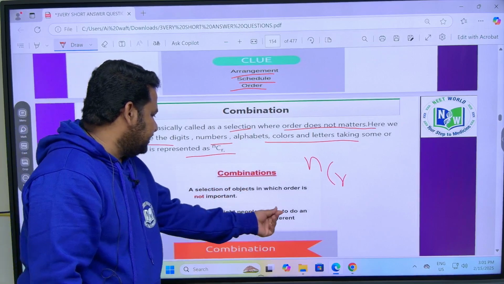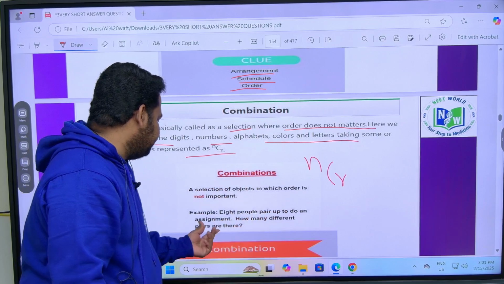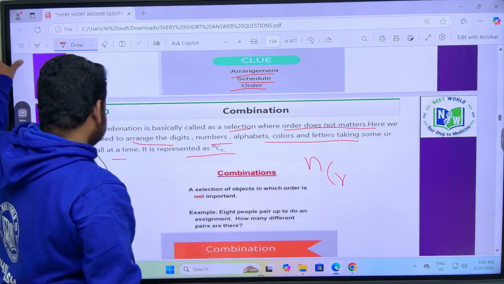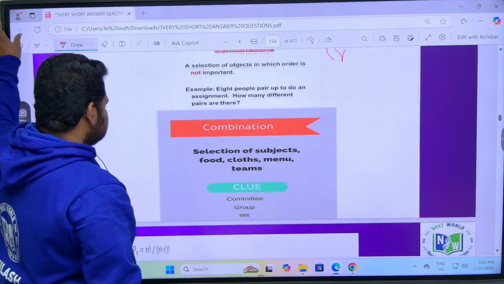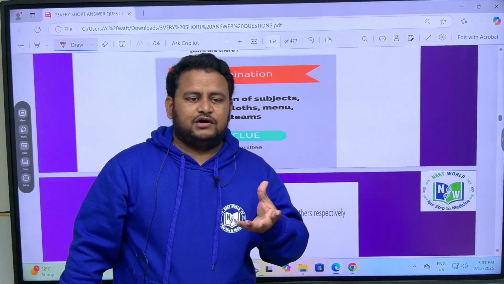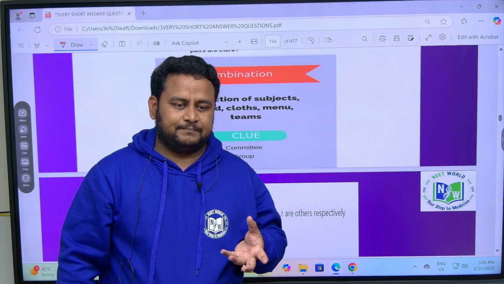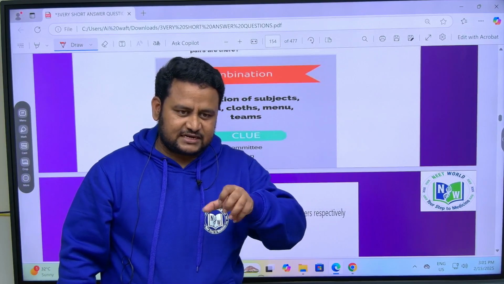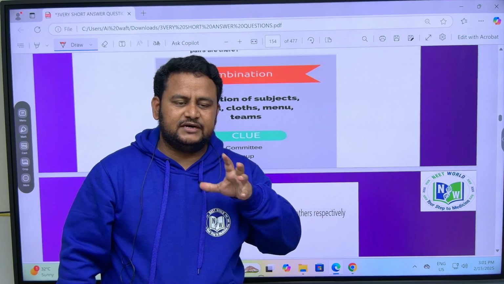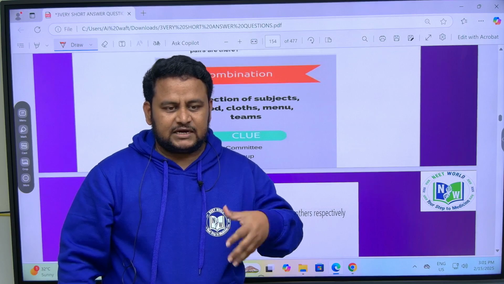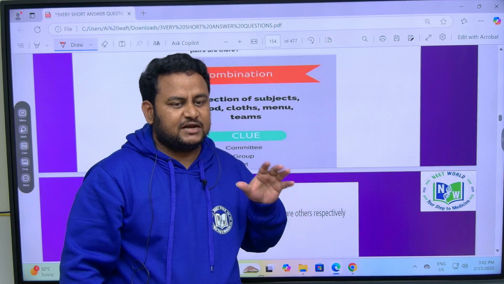Example, 8 people pair up to do an assignment. How many different pairs are there? Some example like this. I told you 15 members were selected for a team. While selecting, we selected 15 members. Their order did not matter. But when it comes to permutation, order matters.